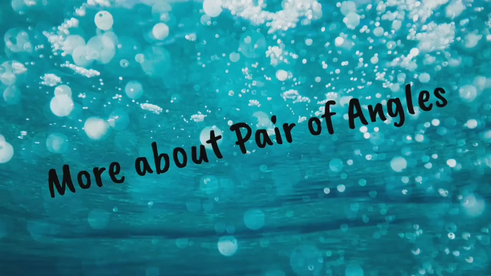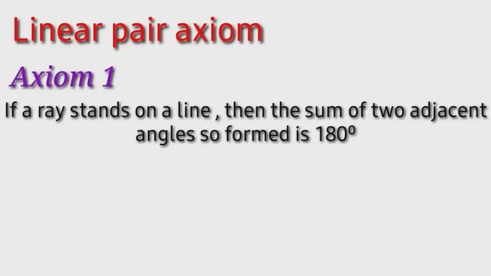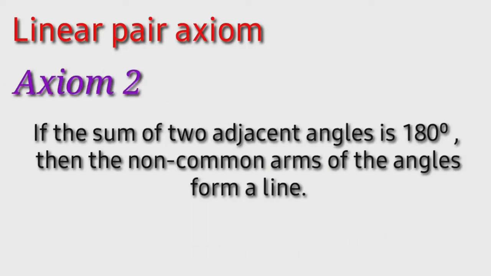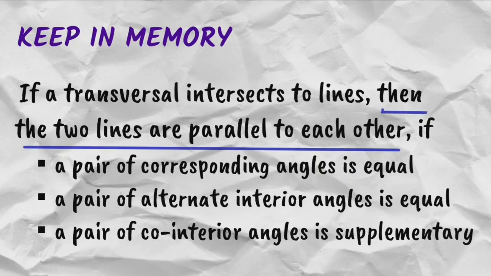Now let's study some more important concepts about pairs of angles. But we have to discuss two axioms first, which are together called the linear pair axiom. First one, if a ray stands on a line, the sum of two adjacent angles is 180 degrees. The non-common arms of these adjacent angles form a straight line. All these are very important.